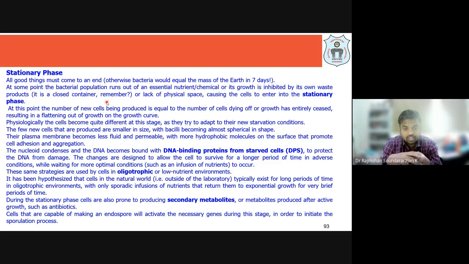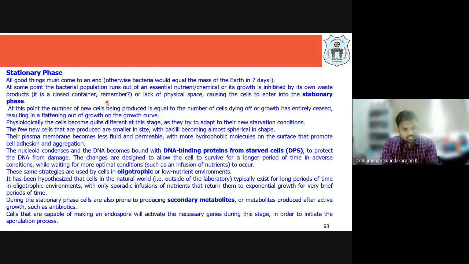Like that, they will wait. But once an infusion of nutrient takes place, it will again become active, right? So there will be a starving phase, which they undergo in this stationary phase. These same strategies will be used by the cell in an oligotrophic or low nutrient environment. So this stationary phase is similar to how microorganisms survive in a low nutrient environment.